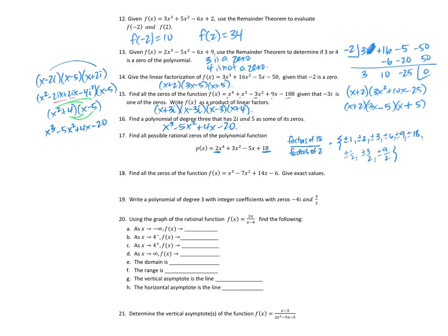Now this one says find all zeros of that function, give exact values. So my possible rational zeros of this dude are going to be factors of 6 divided by factors of 1. So I'll just have plus or minus 1, plus or minus 2, plus or minus 3, plus or minus 6. So those are all the possibles. What I'm going to do is I'm going to go ahead and graph this guy.